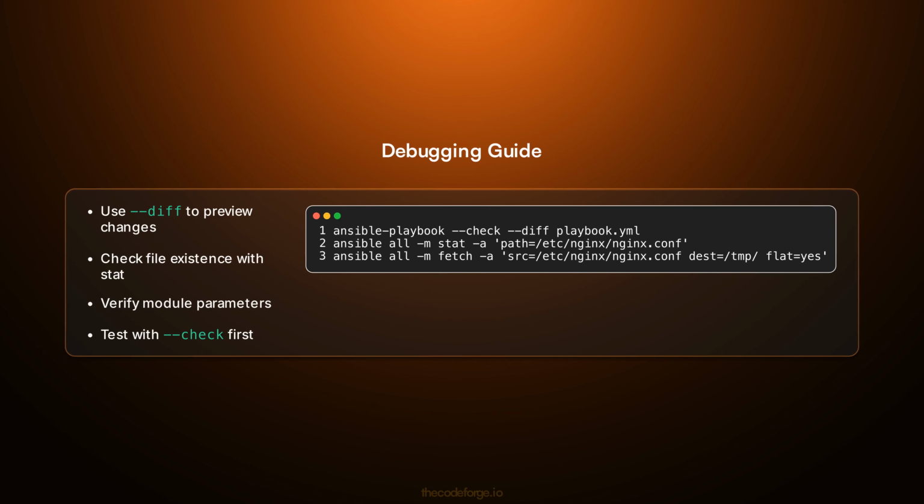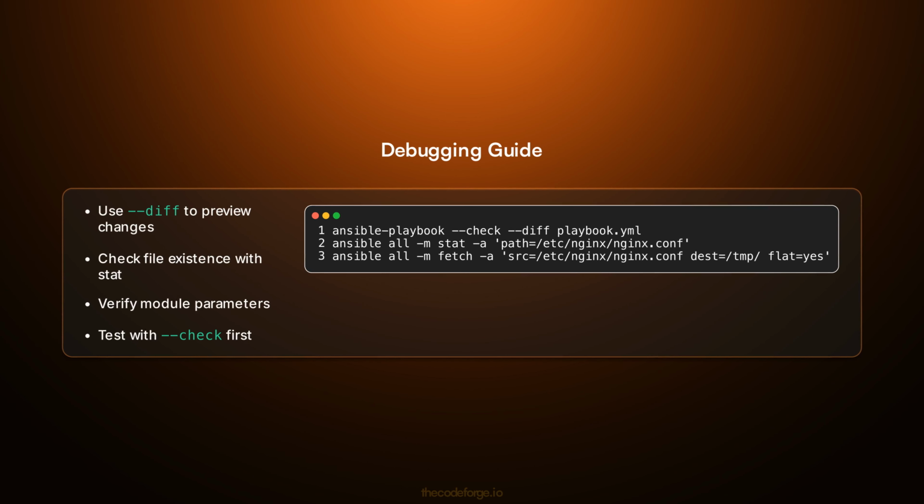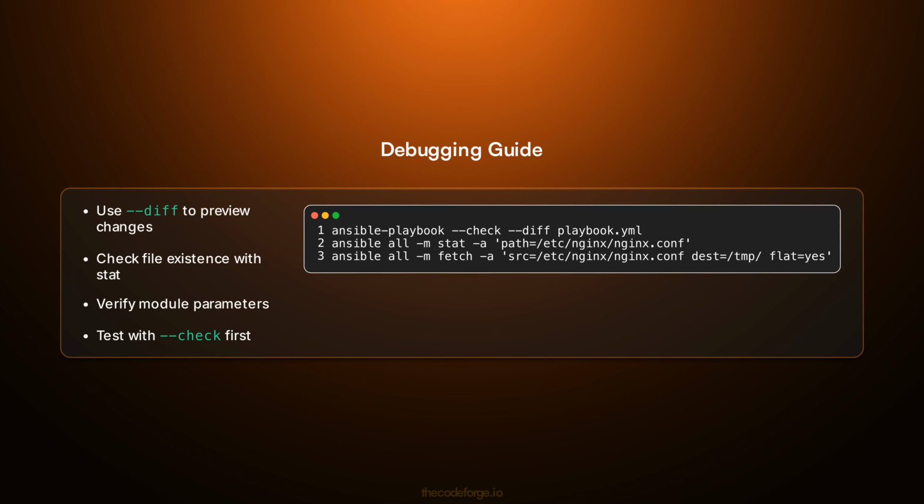To debug file issues, use --check --diff to preview changes without applying. Use stat to verify file existence and attributes. Fetch the file to inspect it locally. Always test with --check before running in production.